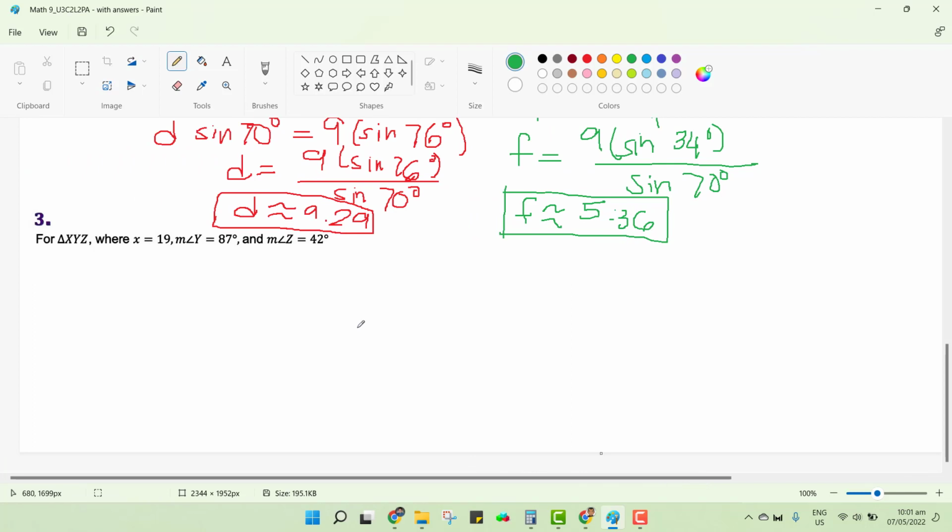Let's proceed now to the last item. And this last item doesn't have any figure anymore. What we need to understand here is the pairing of the sides and the angle measurement.